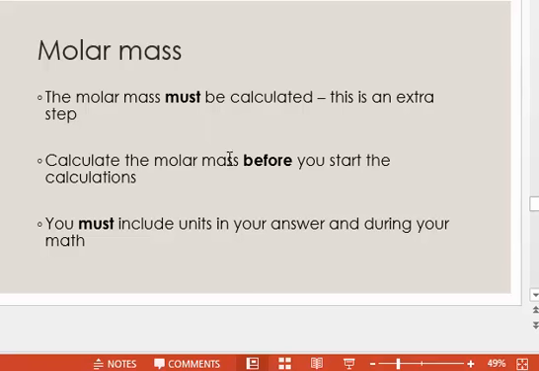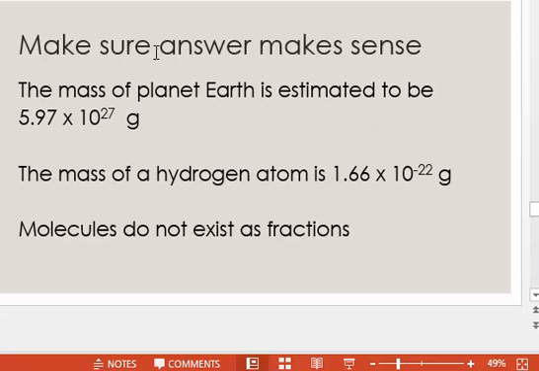It is incredibly important to include units in your railroad math so you know how to arrange the conversion factors, and incredibly important to include units in your final answer. The very last step is to make sure your answer makes sense.